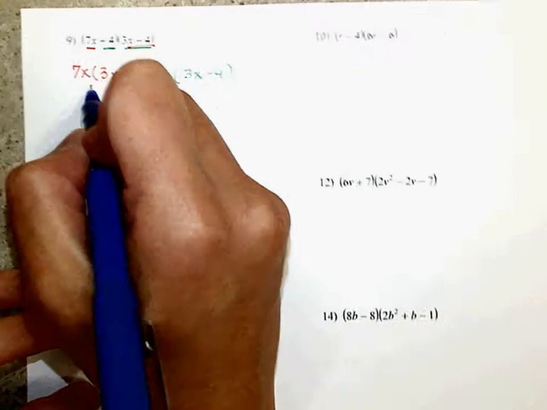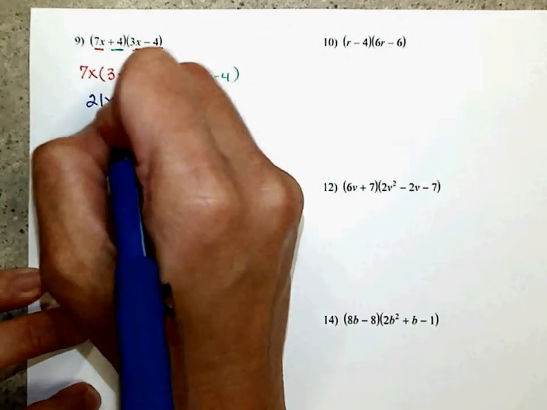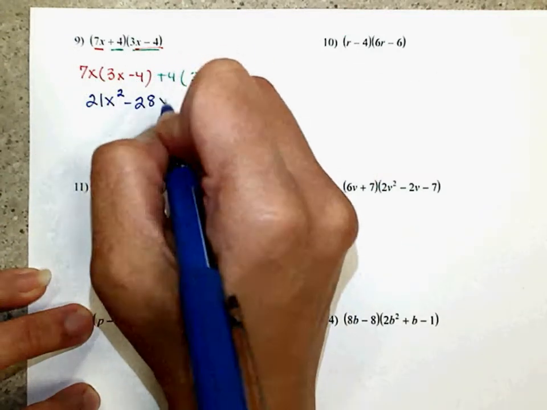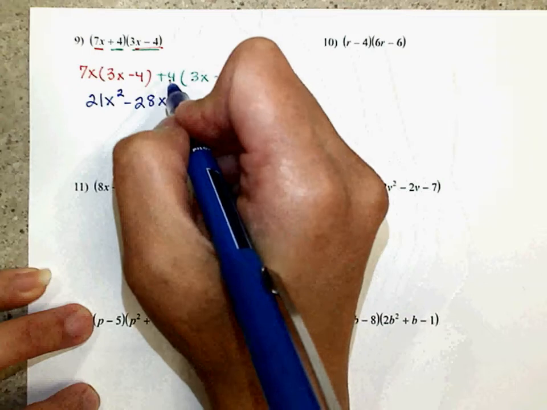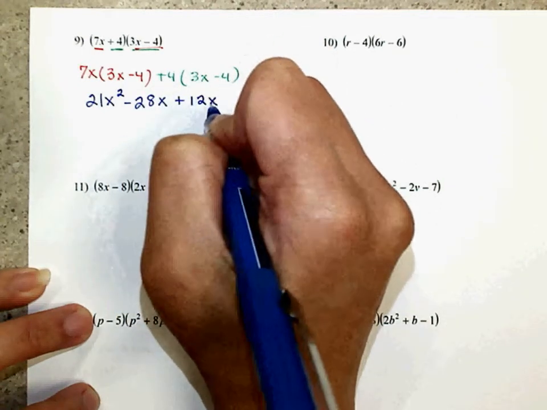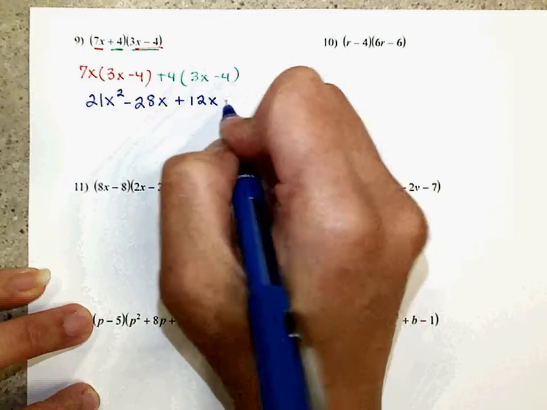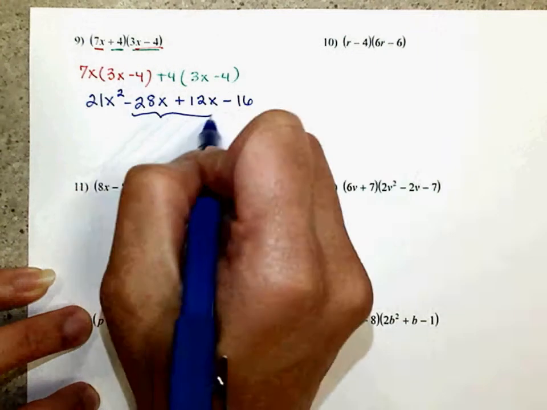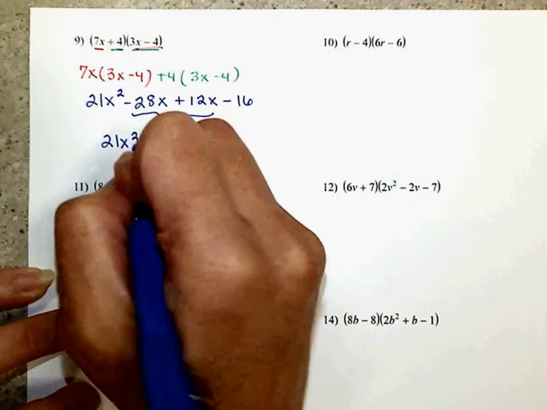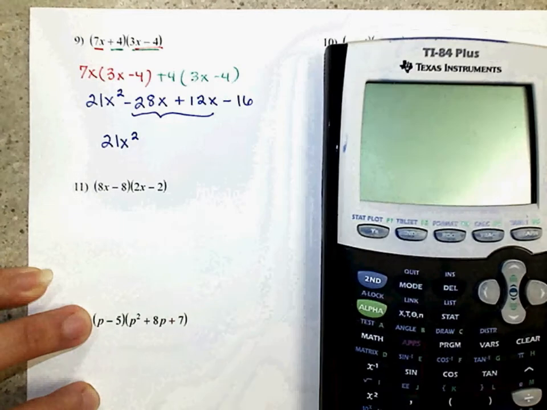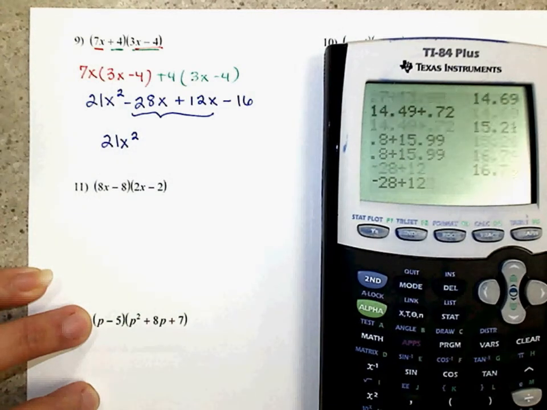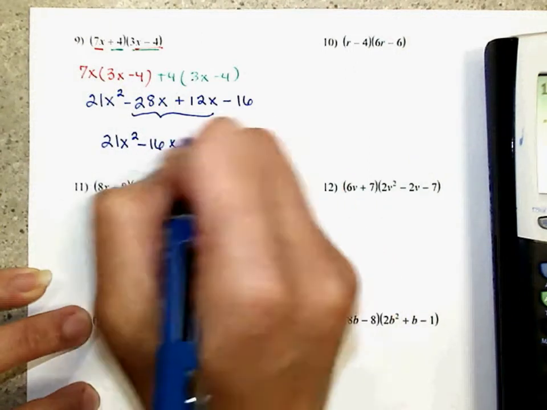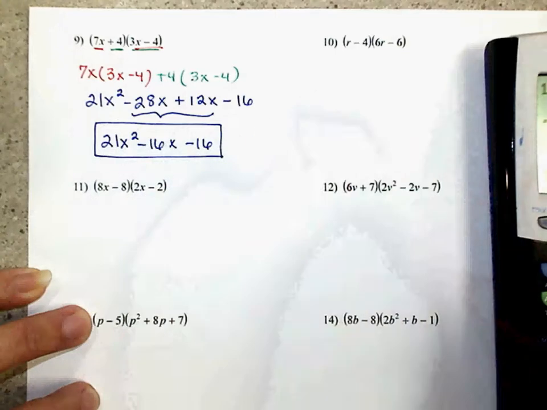So 7x times 3x is 21x squared. 7x times negative 4 is negative 28x. Okay? 4 times 3x is positive 12x. 4 times negative 4 is negative 16. Combine your like terms. These two are alike. So I'm going to bring down 21x squared. Negative 28 plus 12 is negative 16x minus 16. And there you have your multiplication.